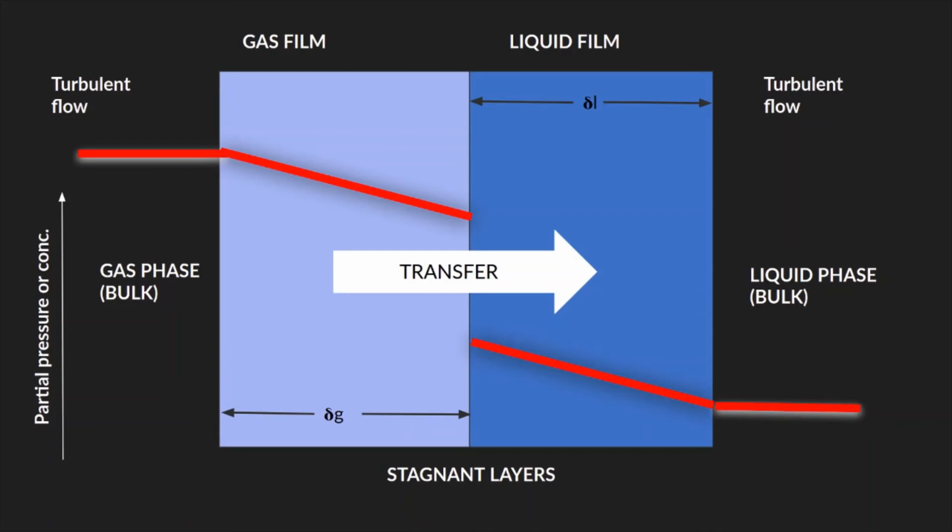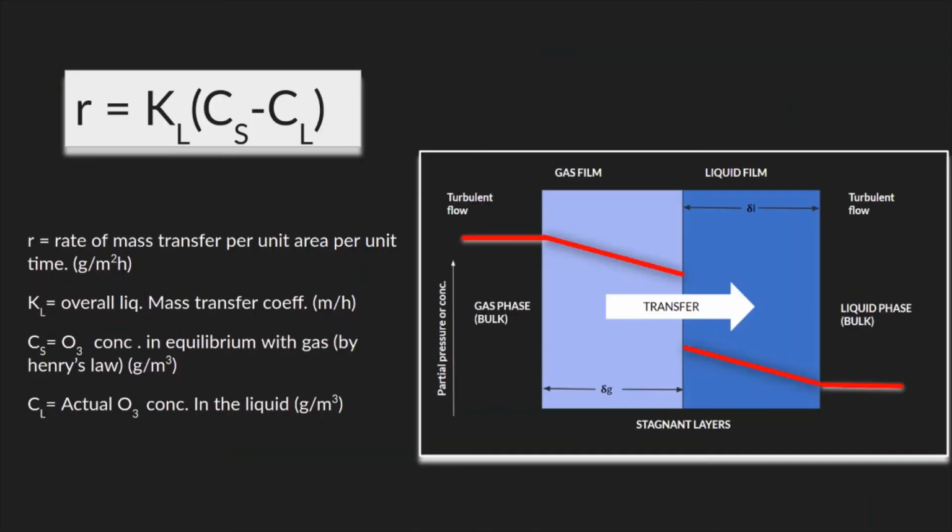Now, let's take a look at its mathematical aspect, that is the factors affecting it. For the mass transfer taking place, its rate can be expressed as a product of coefficient of mass transfer and driving force for the mass transfer.